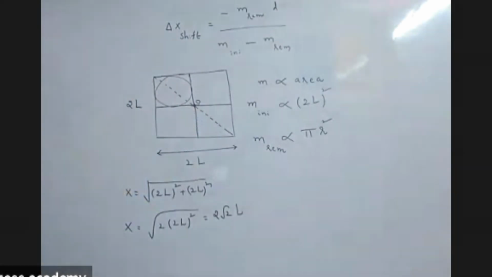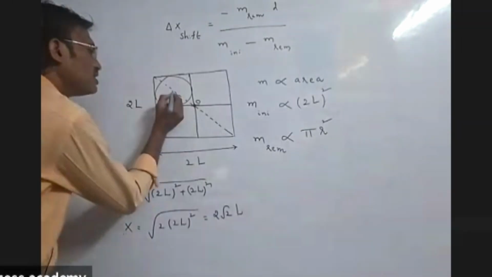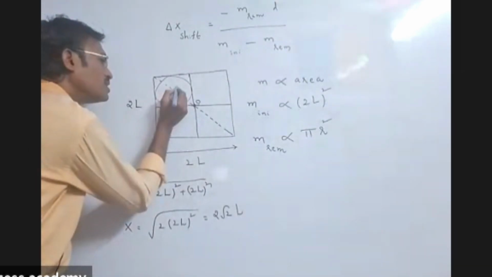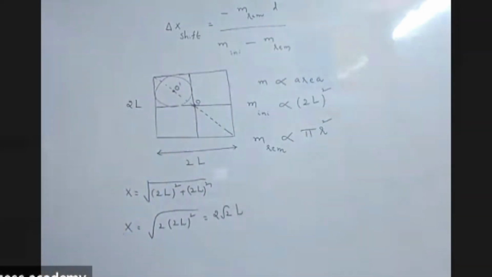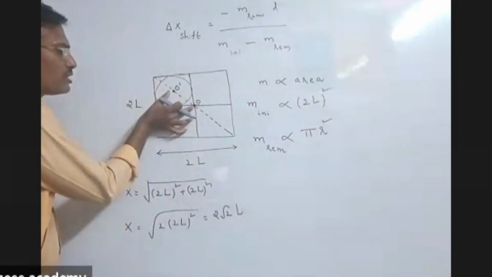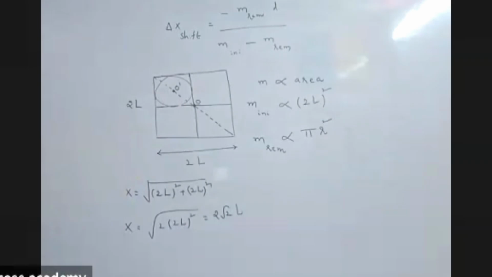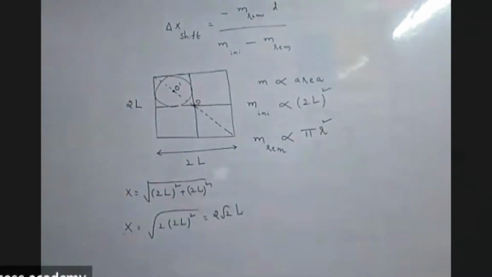So once again, here I am taking the concept. After calculating the distance between the initial center of mass O and the removed part's center of mass O dash, this is the part I require: the distance between both. So how do we consider that? Listen carefully.